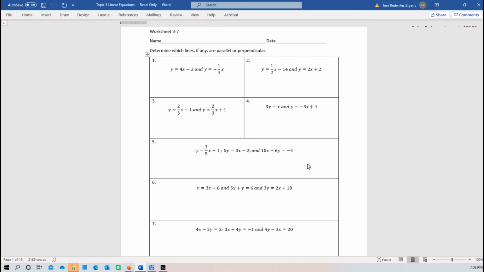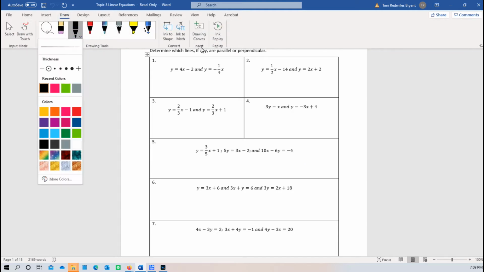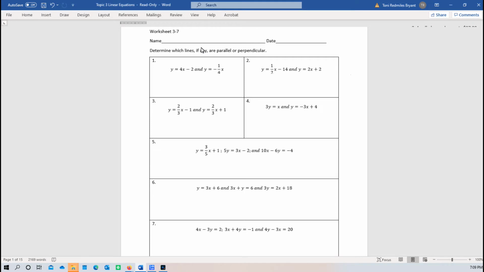Some things to remember: if it's perpendicular, then it's going to have opposite reciprocal slope and a different y-intercept, and if it's parallel, it's going to have the same slope and a different y-intercept.